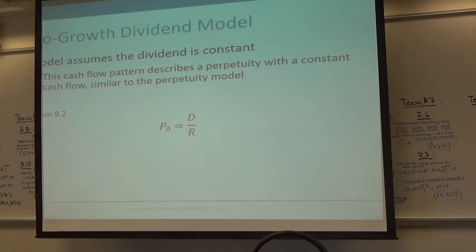This model assumes that the dividend is constant. This cash flow pattern describes a perpetuity with a constant cash flow, similar to the perpetuity model. Here's the equation.